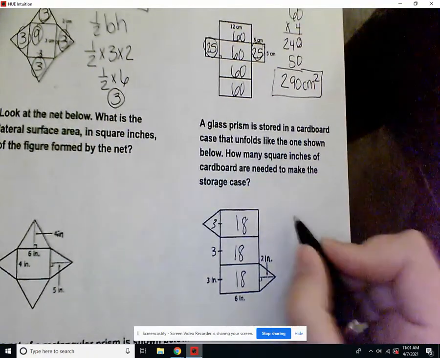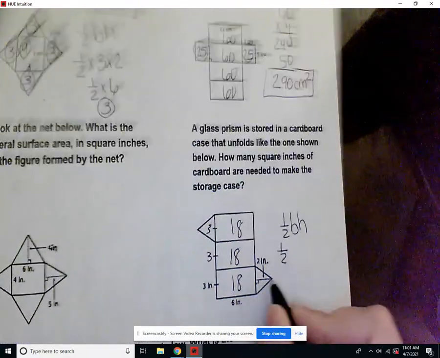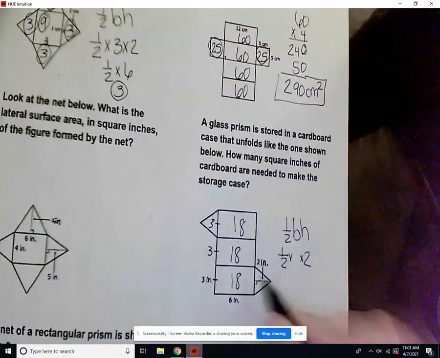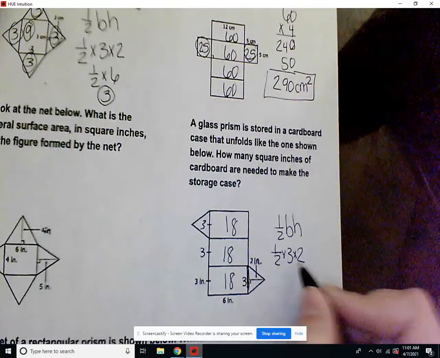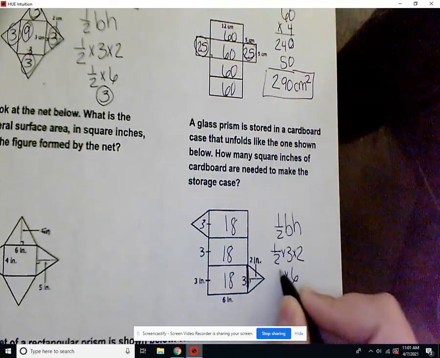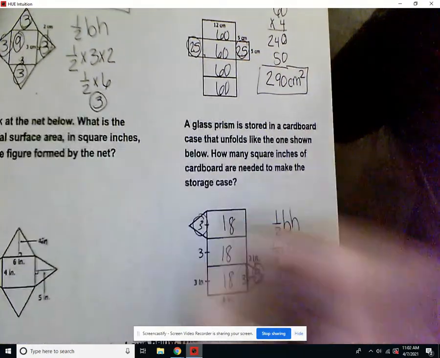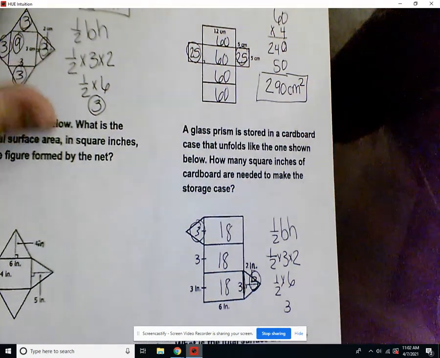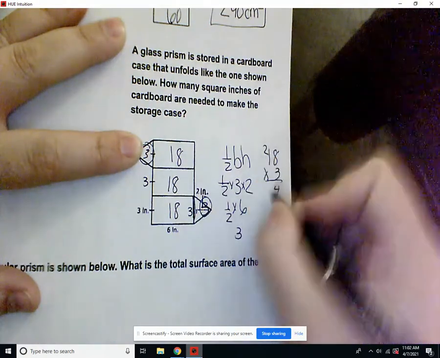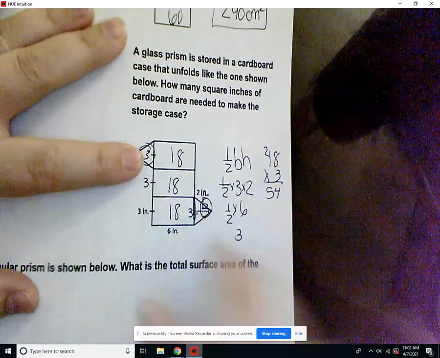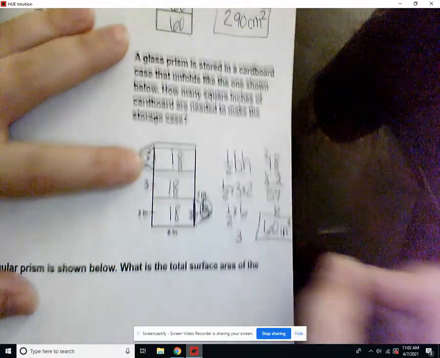Then we have our triangle, which is our 1/2 BH formula. On our triangle, we have our height, which is 2. And then the base of the triangle is going to come from our rectangle, which is going to be 3. So we'll do 3 times 2, which is 6. We can't forget to half it, and that's going to be 3. And so now we're going to add everything up. I'm going to do 18 times 3 first, which is 54. 3 and 3 makes 6. And so I add it all up, and we get 60 inches squared.